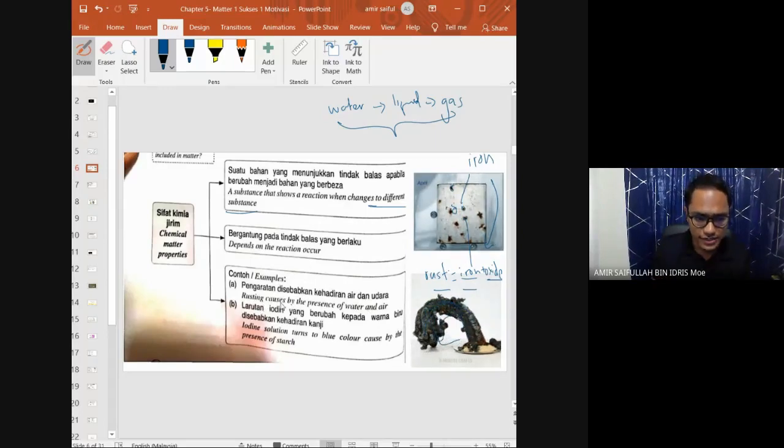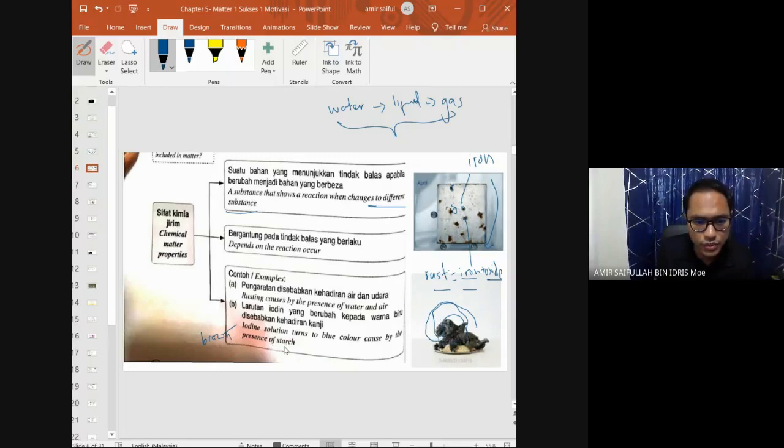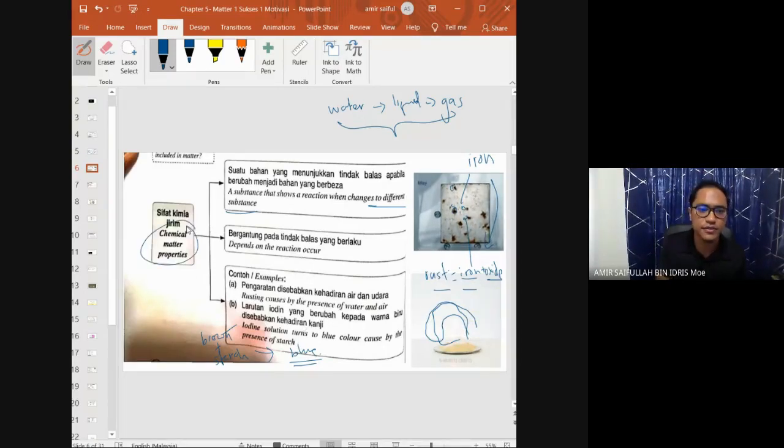Like rusting is a chemical property. Like iodine solution is a brown color, but when it reacts with starch, when it mixes with starch, it will become blue color. So the blue color is the new compound. So when it changes into a different substance is what we call a chemical property. Can?